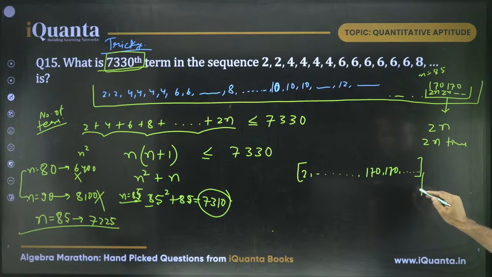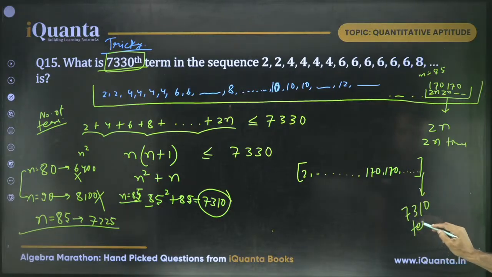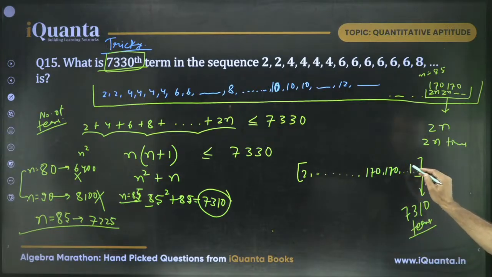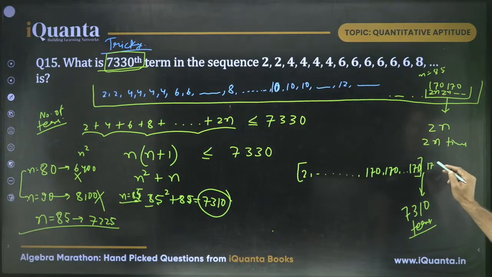So up to this point, we have 7310 terms. And the last number there is 170. What is the next number that is going to come? 172. How many times? 172 times.